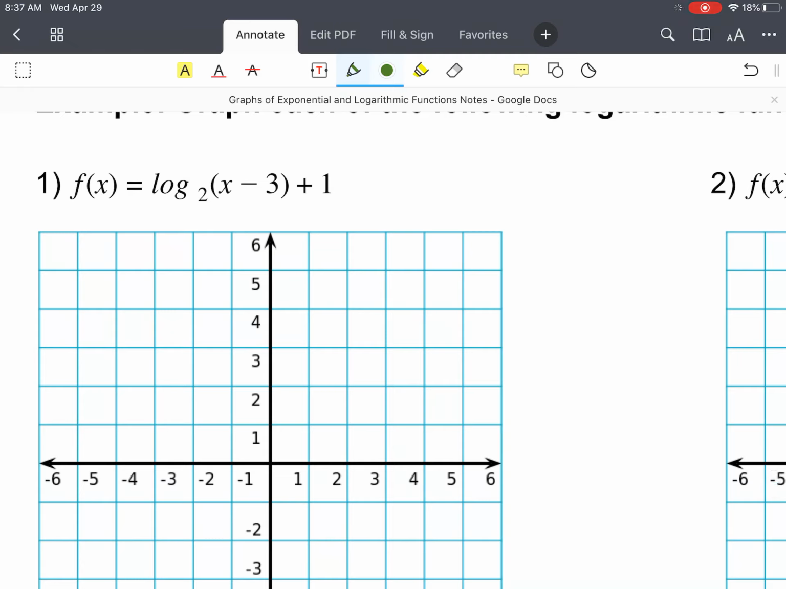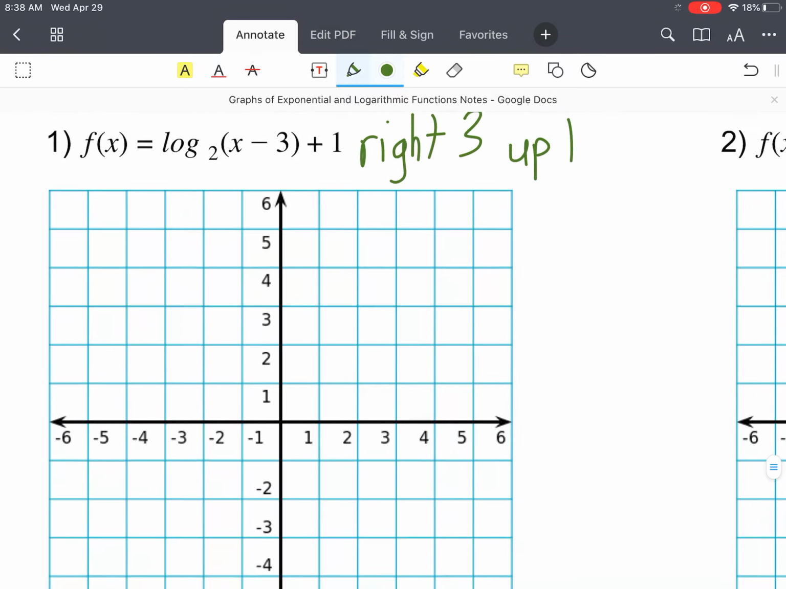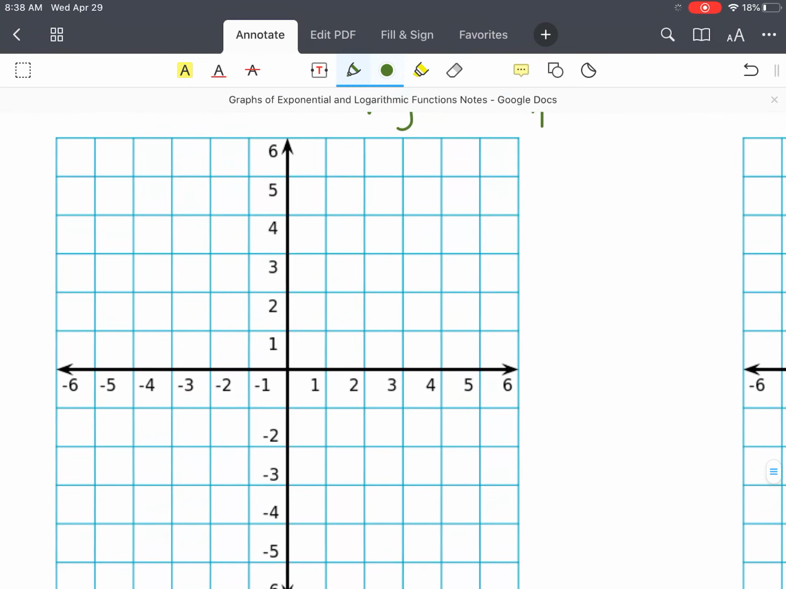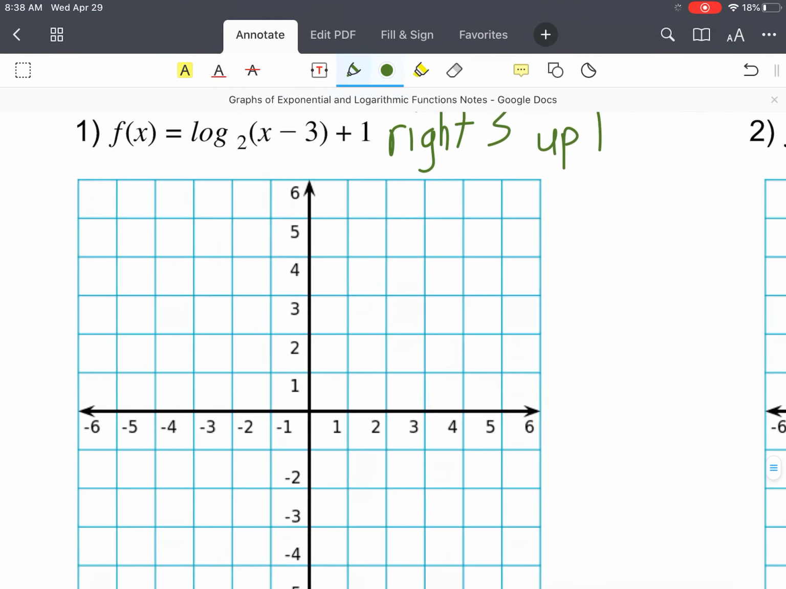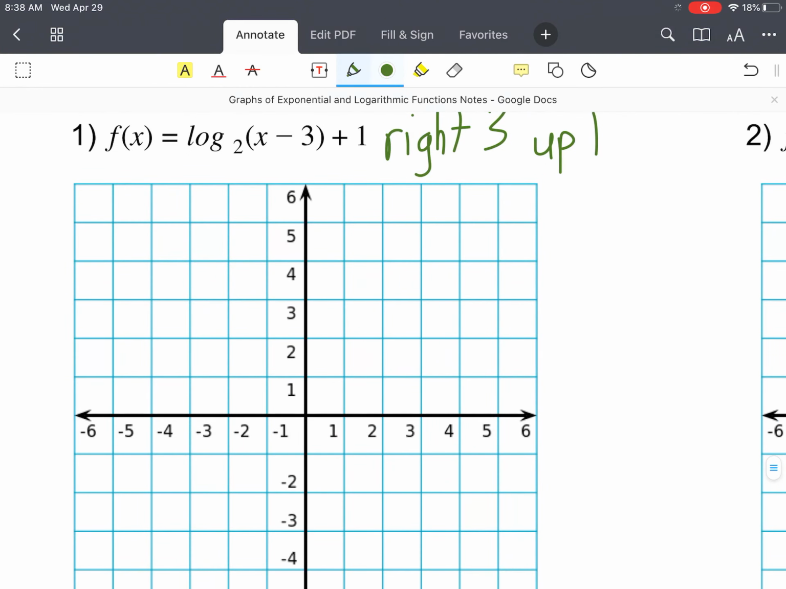All right, log base 2 of x minus 3 plus 1. Our base, again, just like it does with exponentials, changes the steepness of our graph, but again, we're not going to really care what that looks like. We're just going for a general shape. So if I have log base 2 of x minus 3 plus 1, we know that that's going to go to the right 3 and up 1. Right 3, up 1.